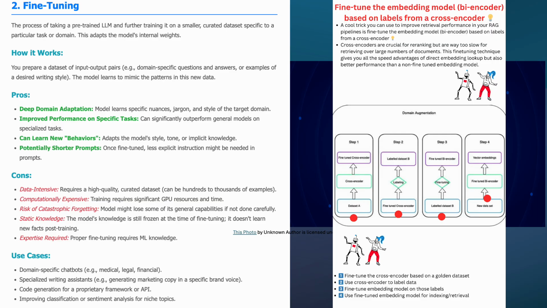Fine-tuning is particularly useful for developing domain-specific chatbots, like those for medical, legal, or financial advice. It's great for specialized writing assistants, for instance, generating marketing copy in a very specific brand voice. It can also be used for code generation tailored to a proprietary framework or API, or for improving classification and sentiment analysis for niche topics.